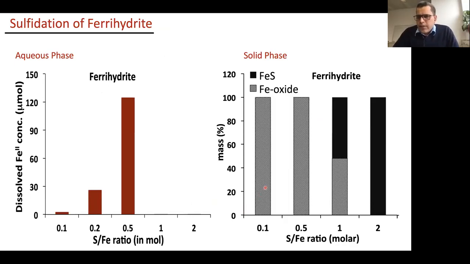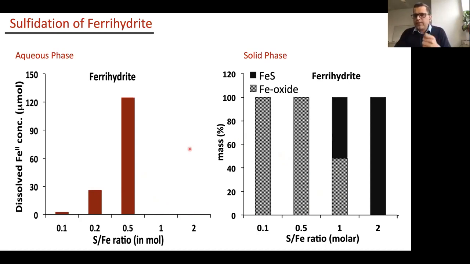When we look at the solid phase to confirm that, up to the ratio of 0.5, where we see the maximum iron 2 release, we only see iron oxides. As we go beyond and start to see less or no iron 2 in solution, we start to precipitate iron sulfides. So that makes sense. You have a partition as you increase the sulfide ratio and the stoichiometric ratio changes.